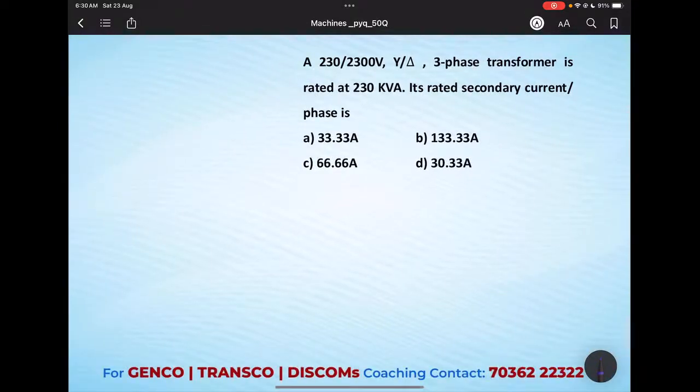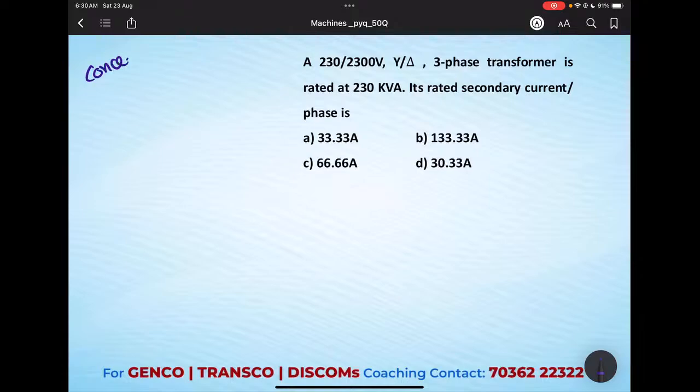Okay, the next question is given as a 230 by 2300 volt star delta 3-phase transformer is rated at 230 kVA. Okay, Rahul, thank you. Okay, Pavan, thank you. Its rated secondary current per phase is, okay, what?